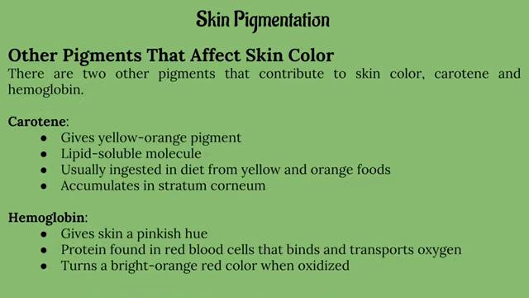There are a few more pigments that contribute to skin color. There's carotene, which is a yellow-orange lipid-soluble molecule. It accumulates in the stratum corneum of the epidermis. Hemoglobin, an iron-containing protein in our blood that binds and transports oxygen, also contributes to skin pigment. Hemoglobin is responsible for pinkish hues found in skin pigments. These two pigments may not play a big role in skin color, but they definitely contribute.